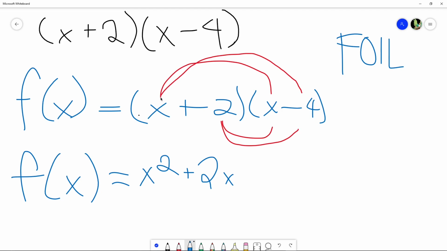And then next, we do x times negative 4. We get negative 4x. It depends on how you're going to approach this, but in the end, it really doesn't matter.